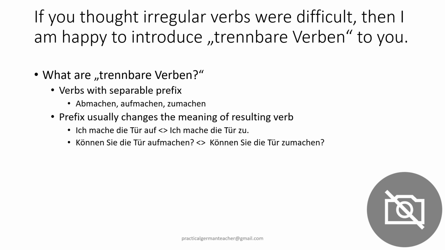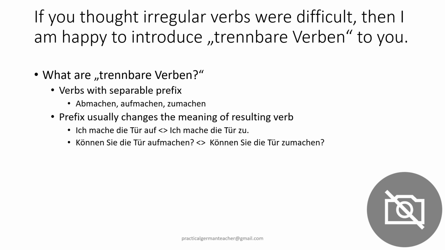You have learned irregular verbs. Now you should be learning trennbare Verben. What are trennbare Verben? If you ask me, they are verbs with prefix, and the prefix is separable. Some examples are abmachen, aufmachen, zumachen. Why do you need to learn them? If you ask me, because they are part of the German language.